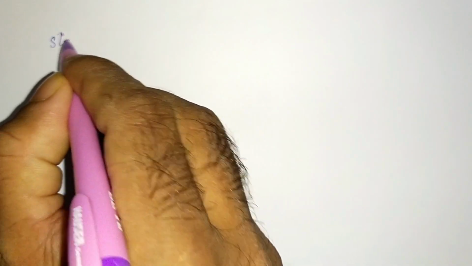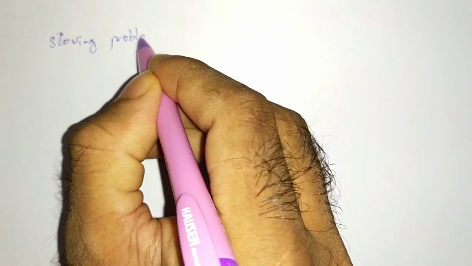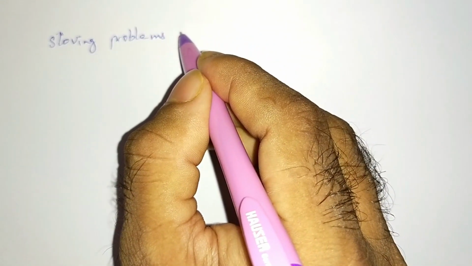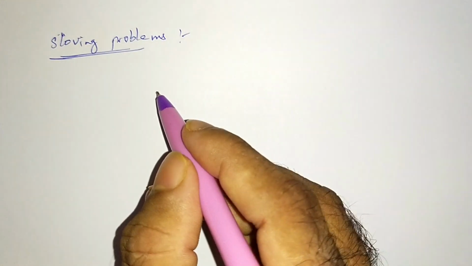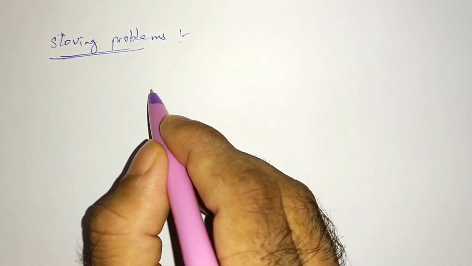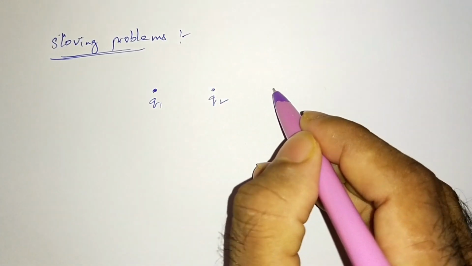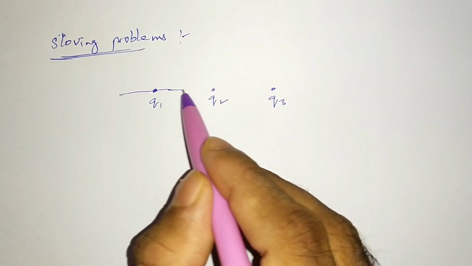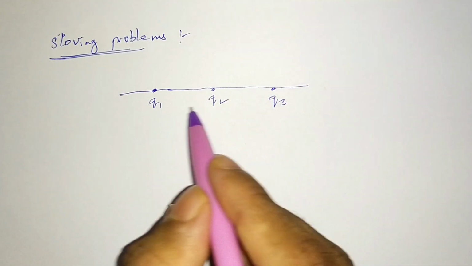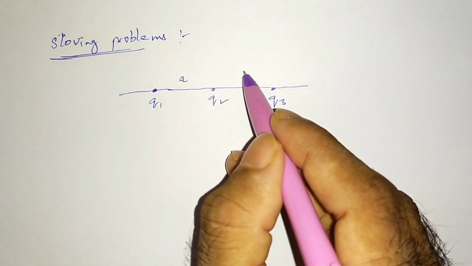So how to solve problems by using Coulomb's law. Okay, simple. First let us see if three charges are kept in a line, q1, q2, q3. These three charges are kept on a straight line. Okay, the distance between q1 and q2 is a. Let us take the distance between q2 and q3 as b.